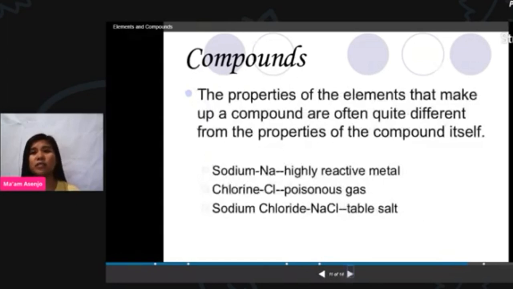The properties of the elements that make up a compound are often quite different from the properties of the compound itself. For example, as I have said, sodium chloride or NaCl, commonly called table salt, is the one we use in our food. But take note, the elements combined in that compound are sodium, which is a highly reactive metal, and chlorine, which is a poisonous gas. But take note, the reactive metal and the poisonous gas, when combined, become very friendly. It will help us taste our food better.